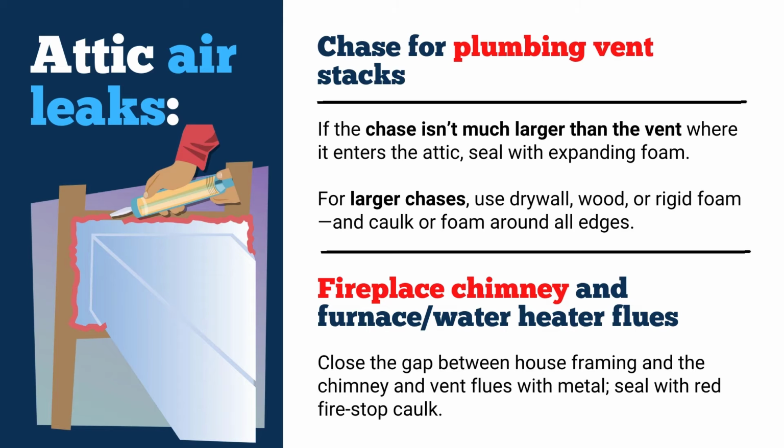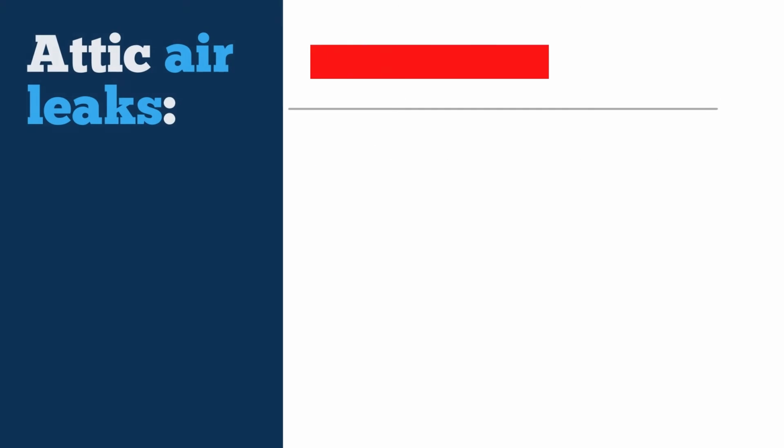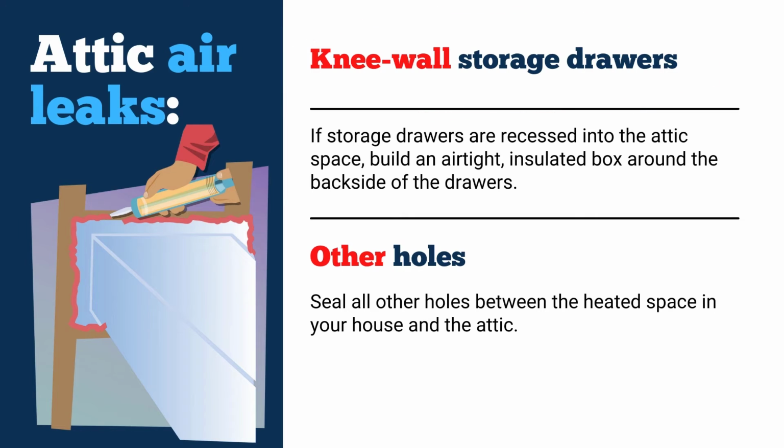Fireplace chimney and furnace or water heater flues. Close the gap between house framing and the chimney and vent flues with metal. Seal with red fire stop caulk. Knee wall storage drawers: if storage drawers are recessed into the attic space, build an airtight, insulated box around the backside of the drawers. Don't forget to seal all joints with caulk or sheathing tape. Other holes: using the appropriate materials, seal all other holes between the heated space in your house and the attic.